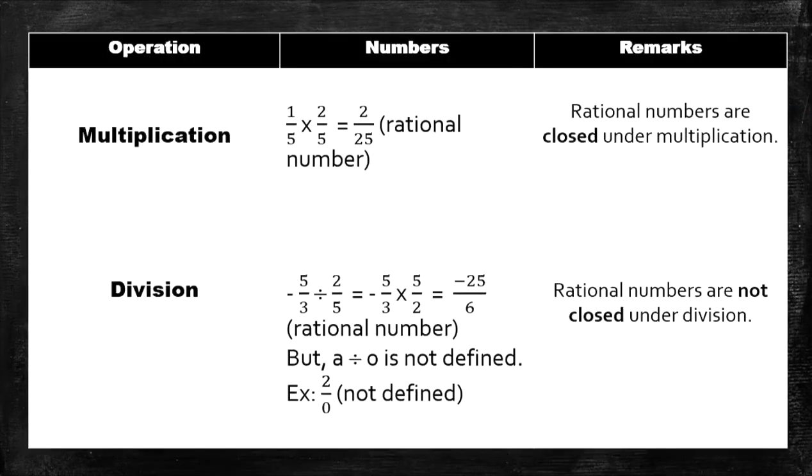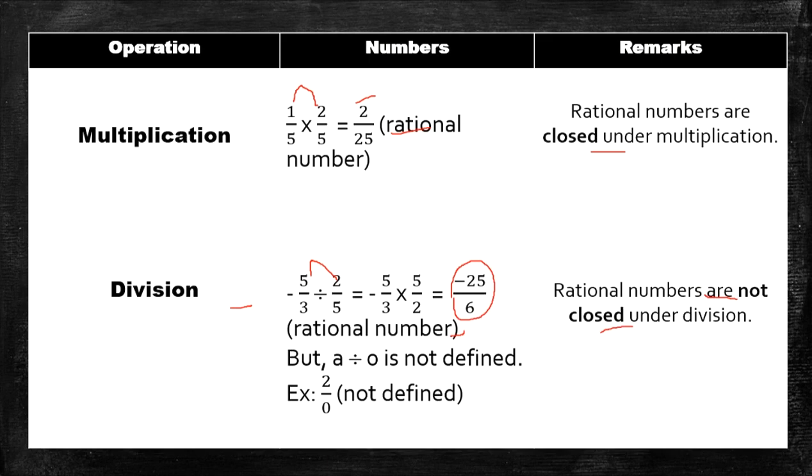Multiplication. Now if you multiply two rational numbers, see 2 by 25. Is it a rational number? Yes. We can say rational numbers are closed under multiplication. Now when it comes to division, see if you divide two rational numbers, what is the answer? Minus 25 by 6. It is a rational number. But see the remark, rational numbers are not closed under division.